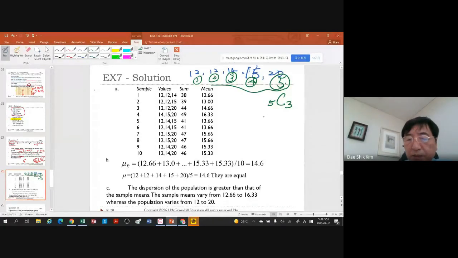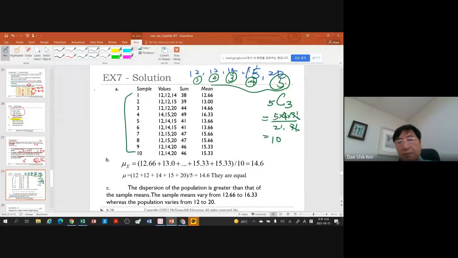How many different combinations? 5 times 4, multiply 3 factorial, divided by 2 factorial, 3 factorial disappears, total 10 different combinations, 10 different samples. So 1, 2, 3 is 12, 12, 14, or 12, 12, 15, or 12, 12, 20. So you need to find all 10 different combinations, and calculate the average.